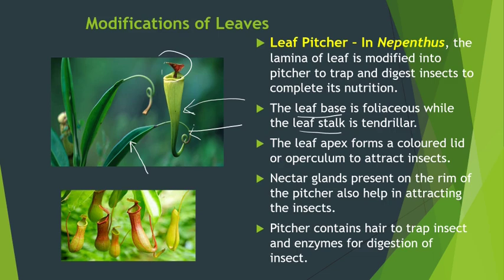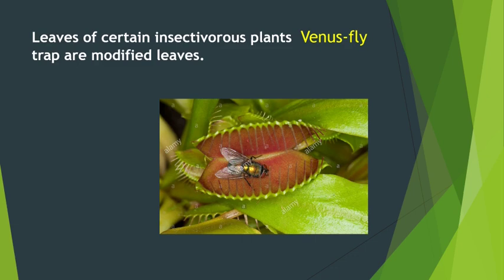A lot of nectar glands are present on the rim of the pitcher plant, and they attract the insects. When the insects come here, the lid will close and then they will be digested. So it will provide an extra supply of nitrites and nitrates. So this is a leaf modified to form a pitcher in the pitcher plant, that is Nepenthes, to get an extra amount of nitrites and nitrates from the insects after digesting them. So this is leaf modification in insectivorous plants.